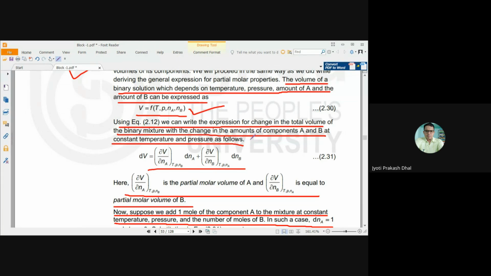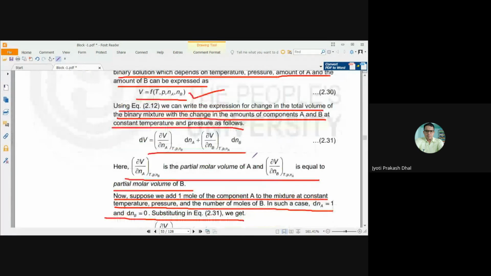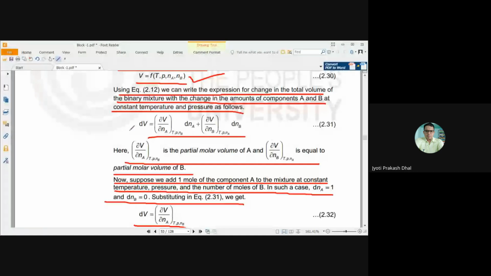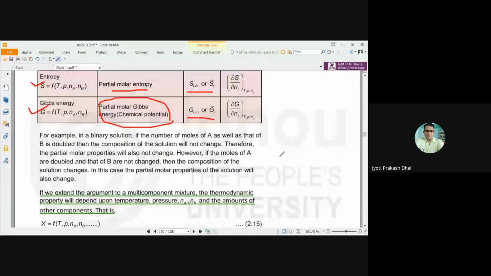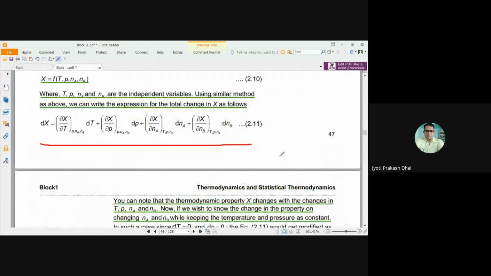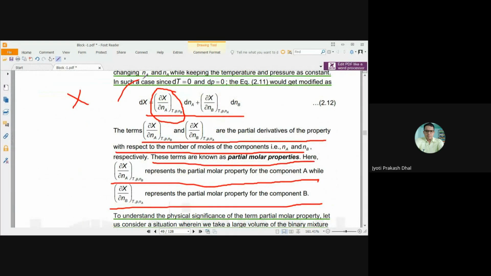And using equation 12, we can write the expression for change in total volume of the binary mixture with change in amount of the components A and B at constant temperature and constant pressure. Equation 12 was for x, so here in place of x we are just writing V. You can see equation 2.12, this one. Here in place of x, we are using volume as the extensive thermodynamic function.